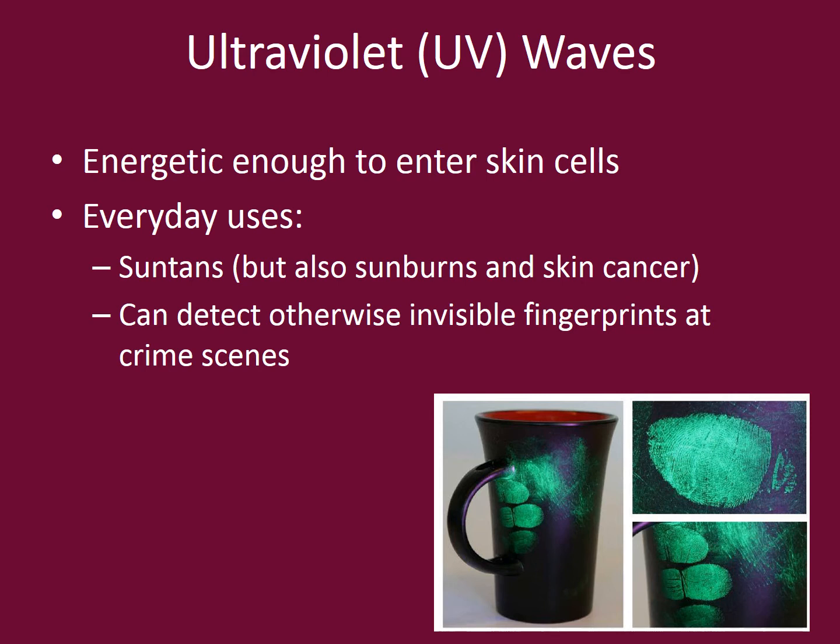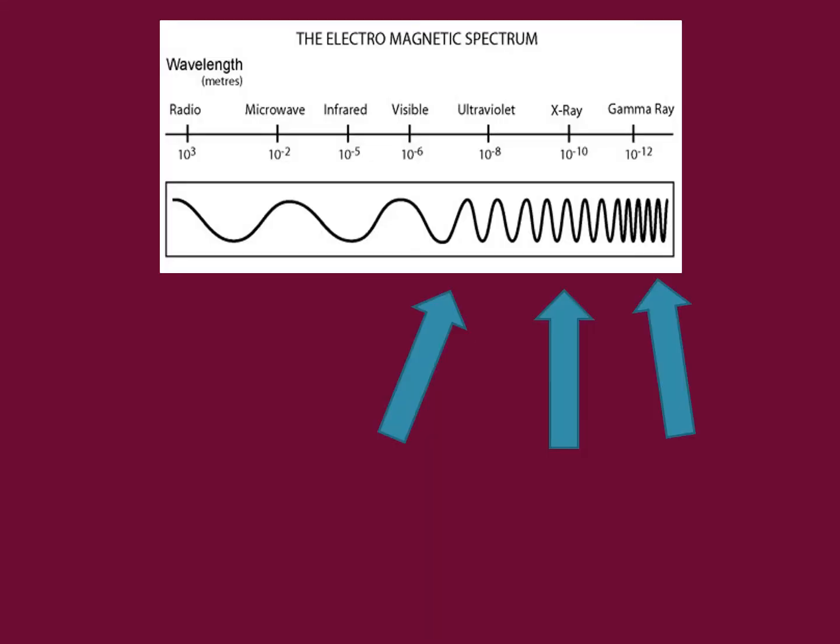UV can also be used to pick up things that are invisible to us otherwise. So when people leave fingerprints, like at a crime scene, they're not always visible to the naked eye, but you can shine a UV light on it and a lot of times pick up on those fingerprints you wouldn't have otherwise seen.